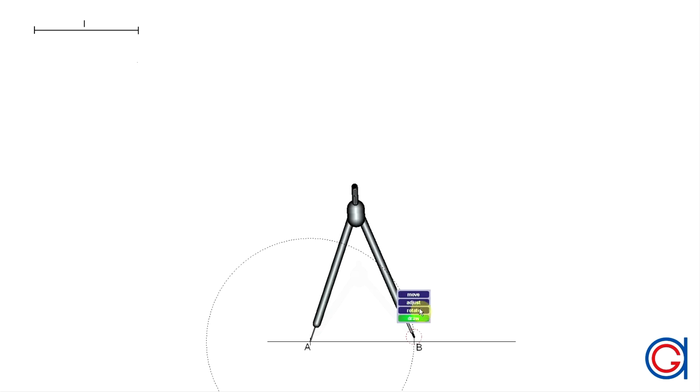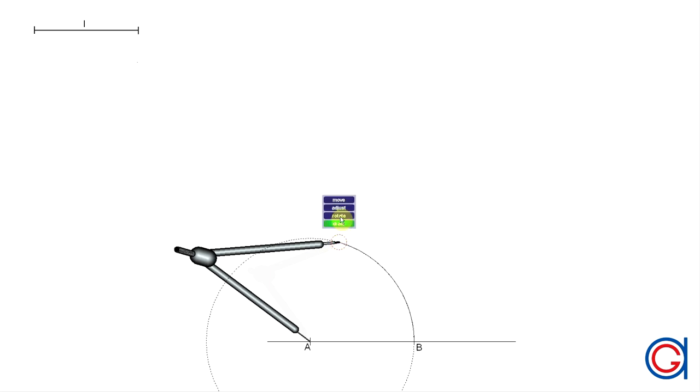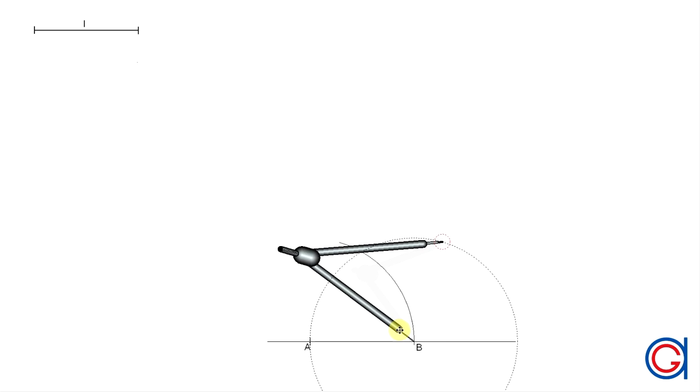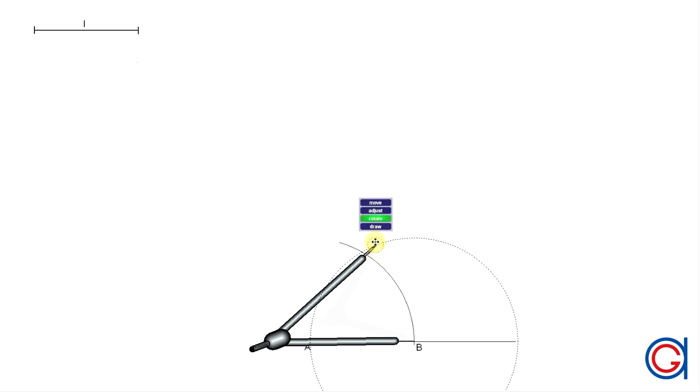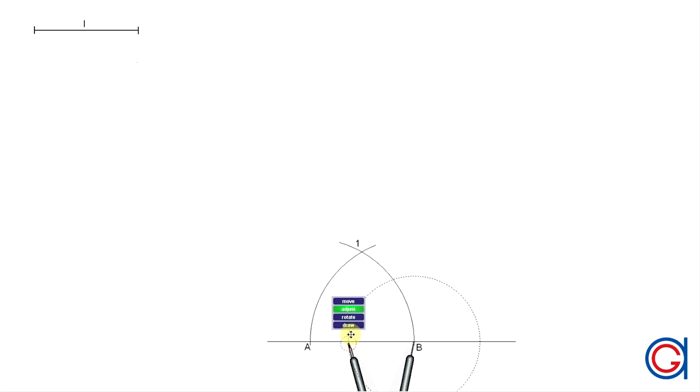So now, setting our compass to the length AB, we are going to scribe 2 intersecting arcs, which will give us the third vertex of the equilateral triangle, which we will call 1, as shown here in the video. Where the 2 arcs intersect, we will call this point 1. So the next step is to draw the perpendicular bisector of the side AB. So we set our compass to the length slightly more than half and we scribe 2 arcs as can be seen here.